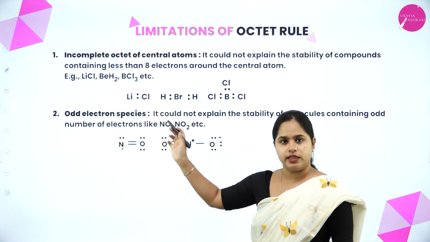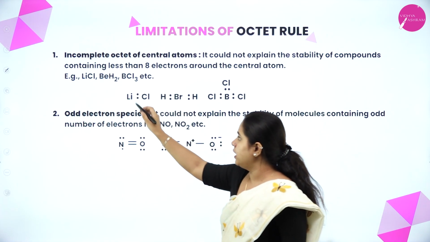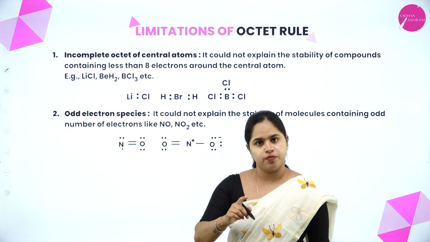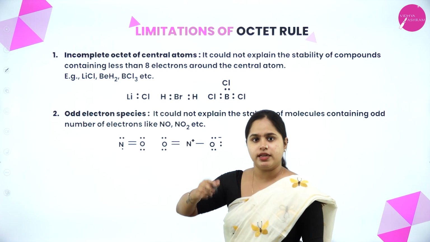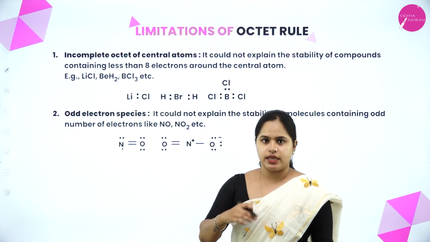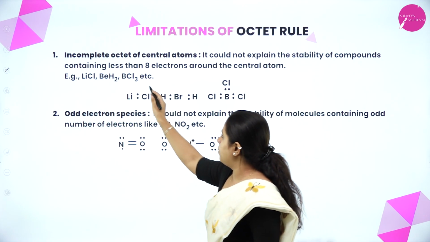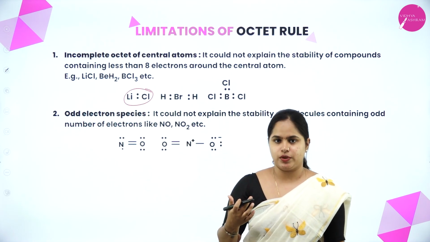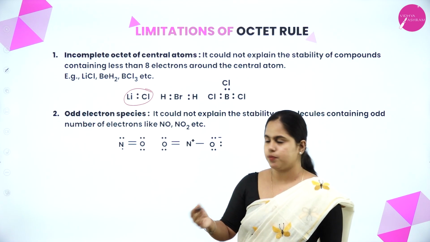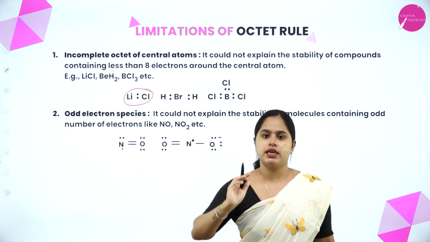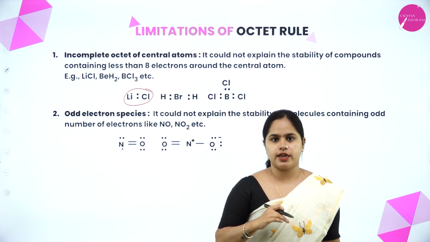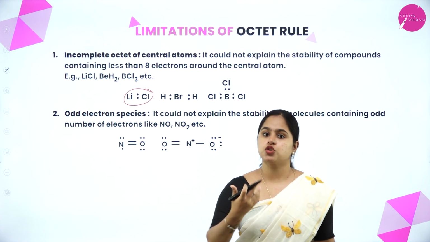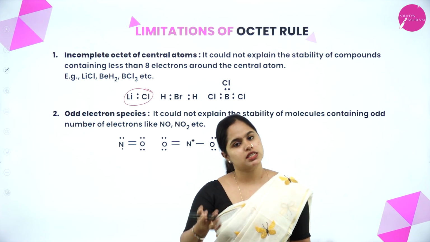As you can see, for lithium chloride, LiCl, lithium contributes 1 electron, and chlorine requires 1 electron to attain its stability. So a pair of electrons is shared between them, that is, 2 electrons are shared. Chlorine will be able to attain its stability, that is 8 electrons, but lithium will only get 2 electrons. So that means it is less than 8.